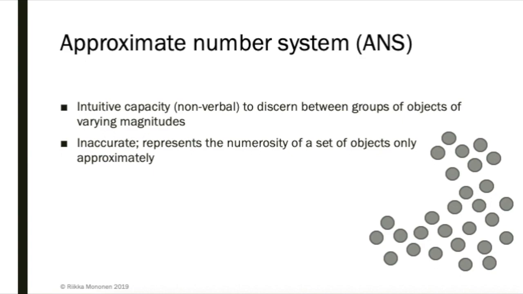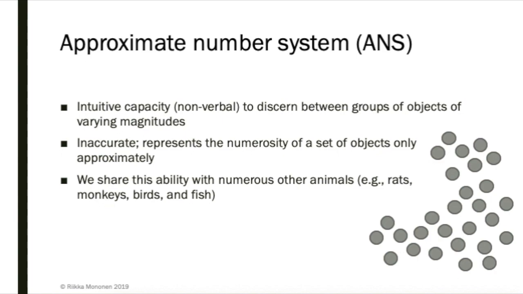Researchers have proposed that we are all born with an ability, the approximate number system, which allows us to discern between groups of objects of varying magnitudes. As the name says, this ability is inaccurate and represents the numerosity of a set of objects only approximately. For example, there are around 30 dots on the page. We are not the only ones having this ability, but we share this with some other animals, such as rats, monkeys, birds, and fish.